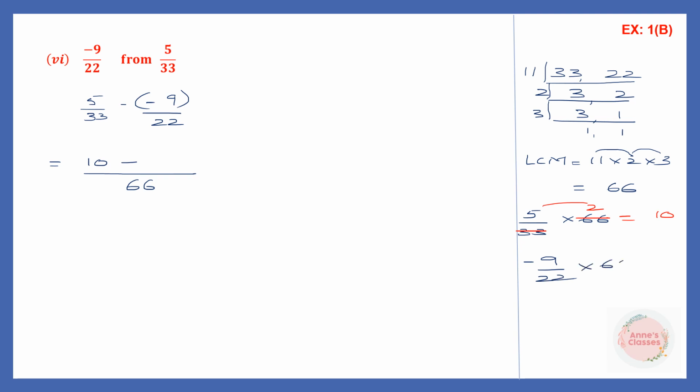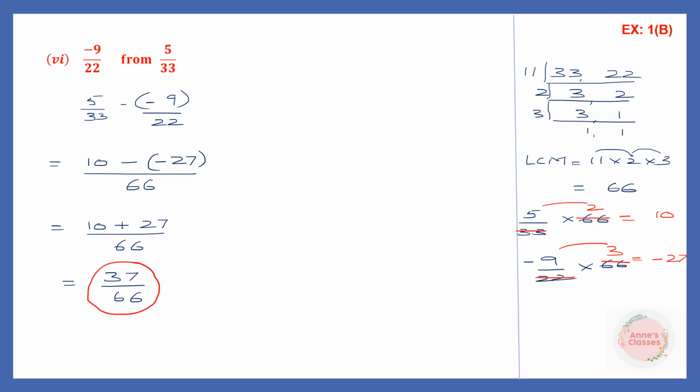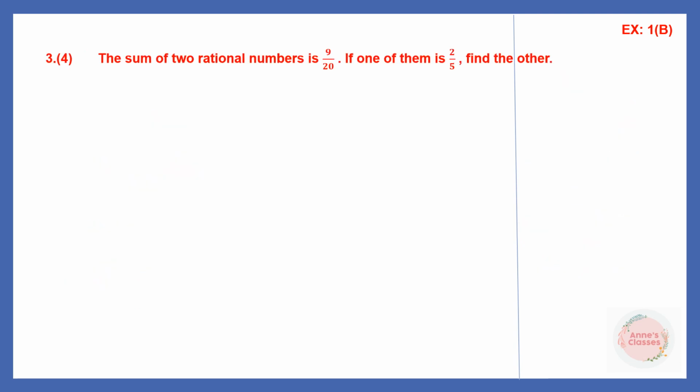Multiply it with the LCM, 66. Cancel 22 and 66 into 3. Now multiply, minus 27. So let's write that, minus 27 in brackets. Now let's remove the brackets. 10 minus into minus is plus, plus 27 by 66. Now let's add up. 10 plus 27 is 37 and the denominator is 66. So this is our answer, 37 by 66.